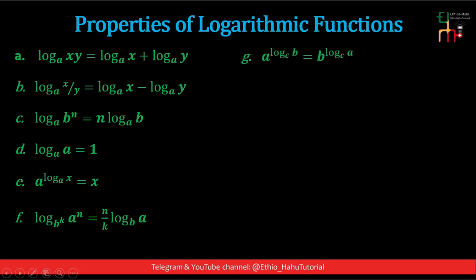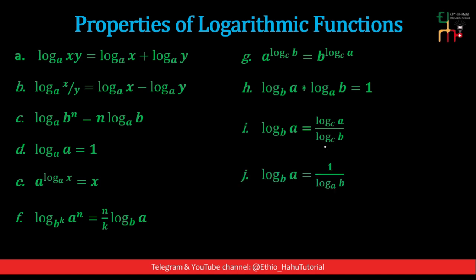The other properties: a to the power of logarithm of b to the base c is equal to b to the power of logarithm of a to the base c. Logarithm of a to the base b times logarithm of b to the base a is equal to 1. And logarithm of a to the base b is equal to logarithm of a to the base c over logarithm of b to the base c. And finally, logarithm of a to the base b is equal to 1 over logarithm of b to the base a. Actually, these are not the only properties of logarithmic functions, but these are some of the properties that we are going to apply to solve logarithmic problems.